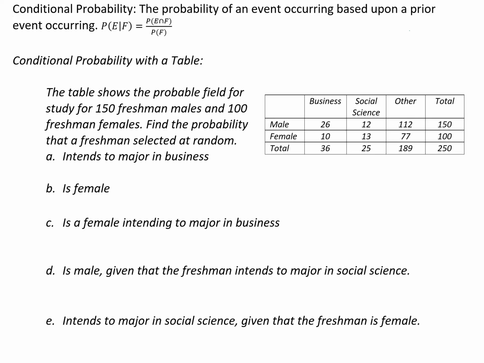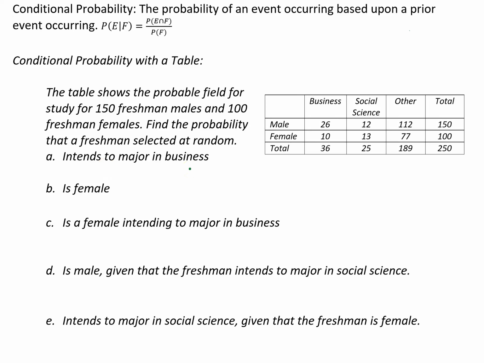Conditional probability is the probability of an event occurring based upon a prior event occurring. We're going to look at that perspective from tabular data. So in this table, the table shows the probable field for study for 150 freshman males and 100 freshman females. We're going to focus on finding the following probabilities. The first one is A, intends to major in business.